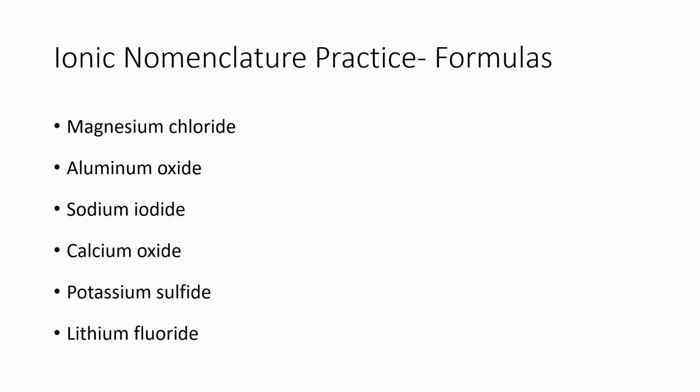Let's look at some practice examples. We have magnesium chloride. Magnesium is Mg with a positive 2 charge. Chloride is Cl with a negative 1 charge. Whenever you balance these or crisscross these, you get MgCl2. For aluminum oxide, aluminum is Al with a plus 3 charge. Oxide is O with a negative 2 charge. Whenever you crisscross those to balance them, you get Al2O3.